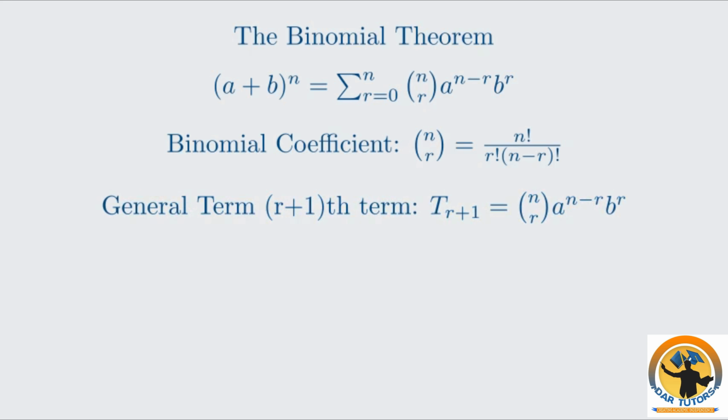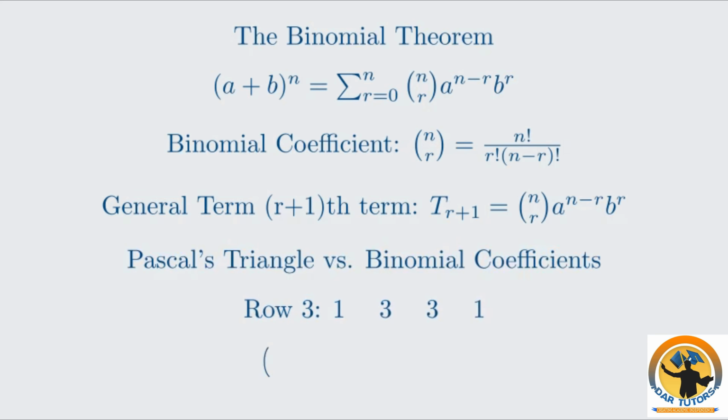Let's see how this connects to Pascal's triangle. The numbers in Pascal's triangle are precisely the binomial coefficients. For example, the third row of Pascal's triangle, 1, 3, 3, 1, corresponds to 3C0, 3C1, 3C2, and 3C3. This theorem is incredibly powerful because it allows us to find any term in an expansion without having to write out the entire thing.